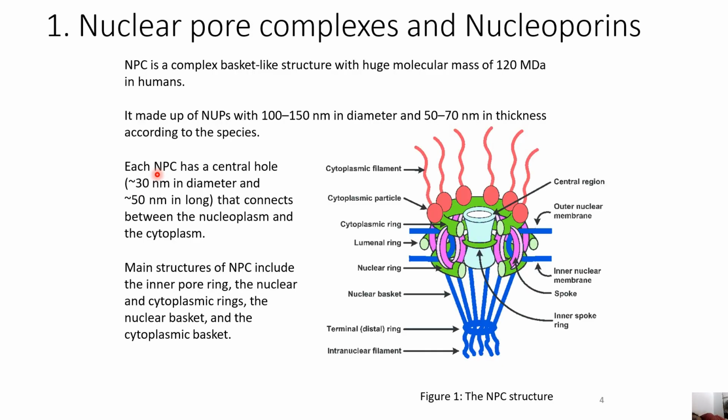Let's talk about the nuclear pore complex and nucleoporins. NPC is a complex basket-like structure with a huge molecular mass of 120 megadalton in humans. It is made up of NUPs, with 100 to 150 nanometer in diameter and 50 to 70 nanometer in thickness according to the species. Each NPC has a central channel, 30 nanometer in diameter and around 50 nanometer in length, that connects the nucleoplasm and cytoplasm. The main structures of NPC include the inner pore ring, the nuclear and cytoplasmic rings, the nuclear basket and cytoplasmic filaments.